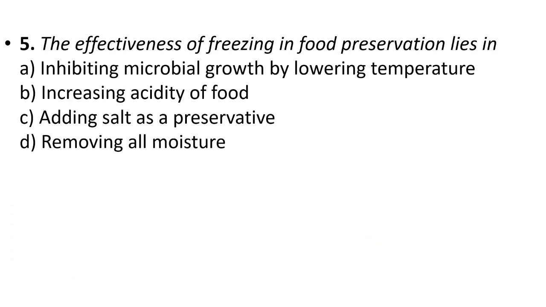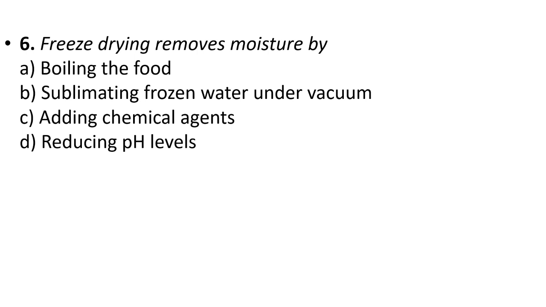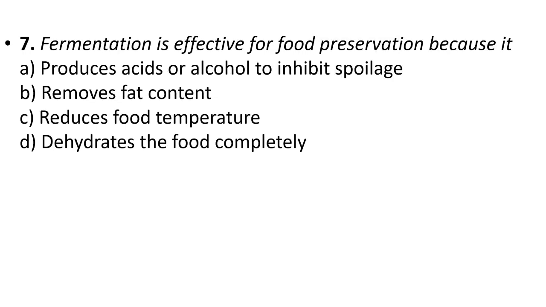Fifth question. The effectiveness of freezing in food preservation lies in inhibiting microbial growth by lowering temperature, increasing acidity of food, adding salt as preservative, D. Removing all moisture. Your answer is option A. Inhibiting microbial growth by lowering temperature. Sixth question. Freeze drying removes moisture by boiling the food, sublimating frozen water under vacuum, adding chemical agents, reducing pH levels. Your answer is option B. Sublimating frozen water under vacuum.